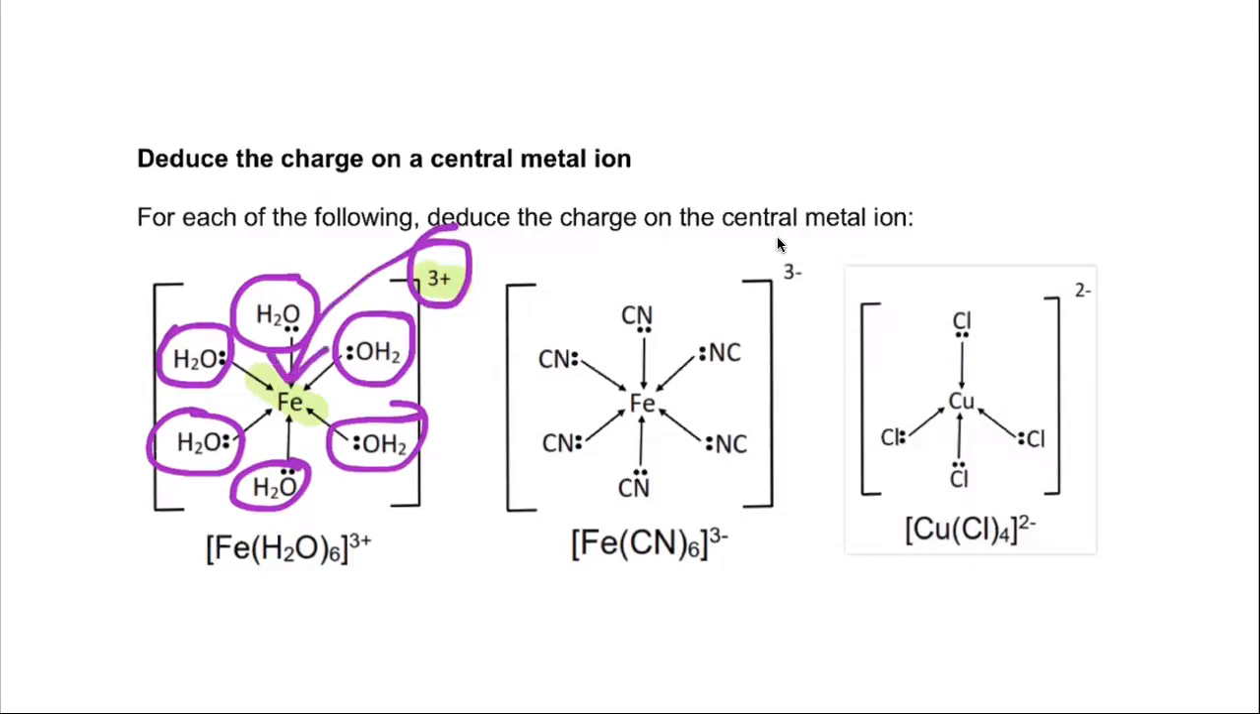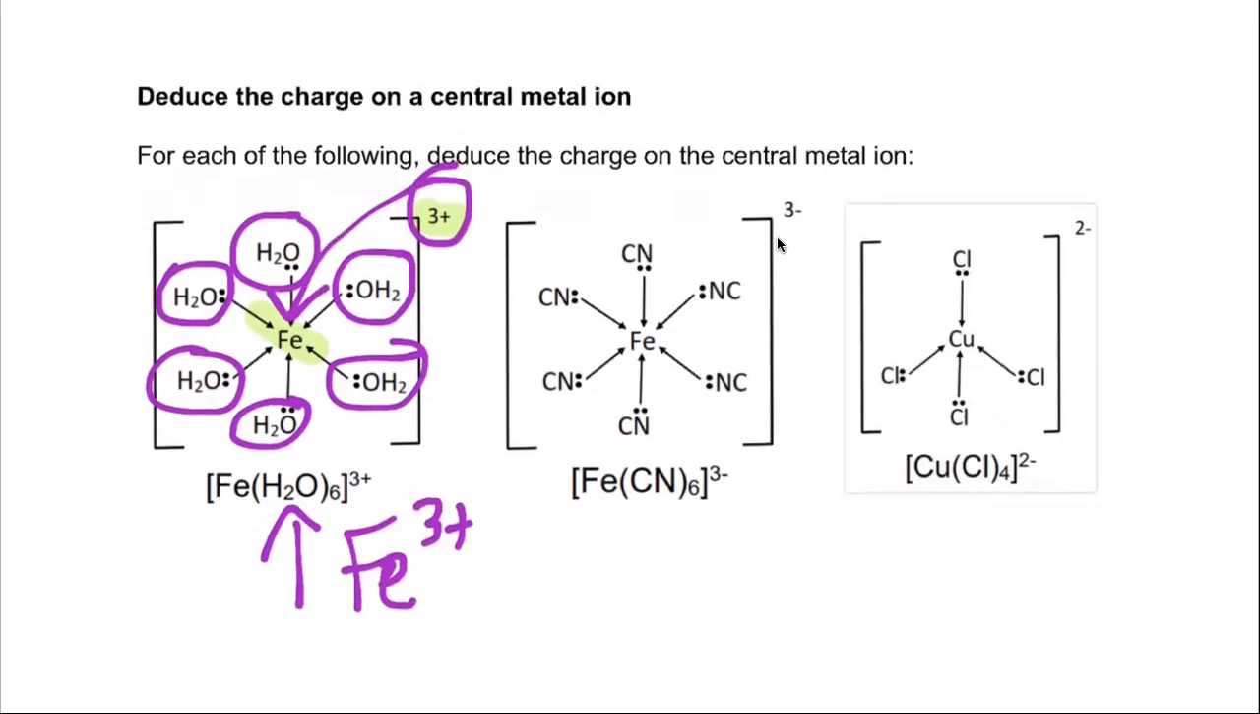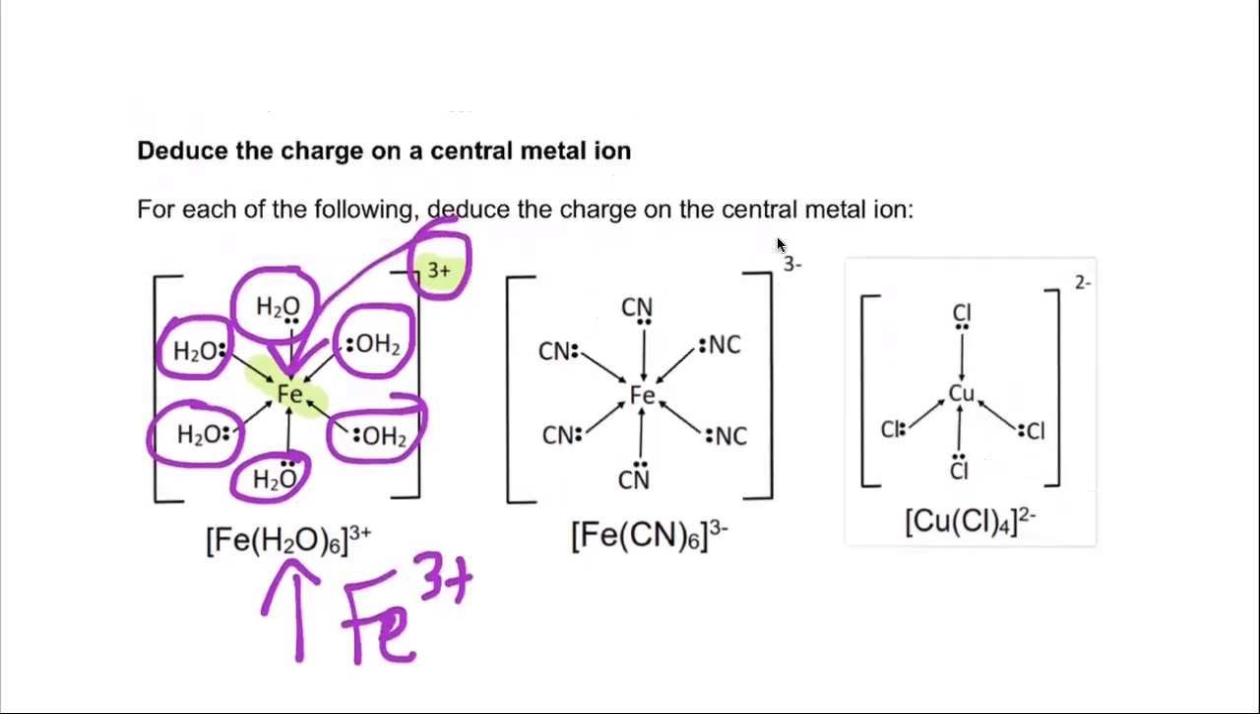So on this one over here, all of the ligands are water, and water molecules are neutral. They do not have a charge. Therefore, the iron in the center of this complex ion also has a 3 plus charge. Now, if you have something that has a charge, you're going to have to take that into account and subtract it from the overall charge.